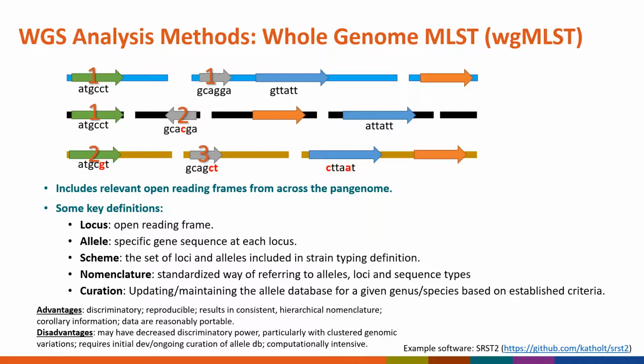This method may be slightly less discriminatory than other methods, including single nucleotide polymorphism analysis. And there is some computational cost for doing these analyses, but overall, it's very powerful and reproducible. And then you can use the allele numbers to generate a phylogenetic tree to determine relatedness. Next slide, please.